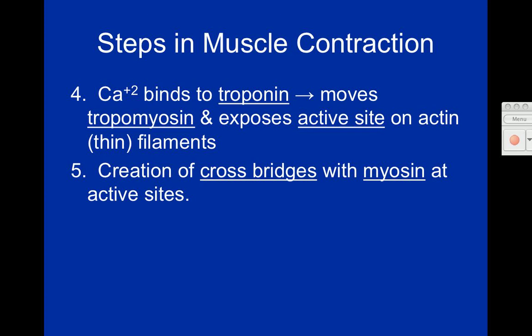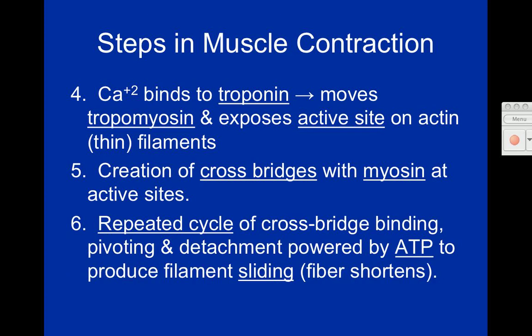So we go through this repeated process of cross-bridge binding, so actin and myosin binding, pivoting of the head, and then we detach. Now, the detachment is actually powered by ATP, our cellular form of energy. So we need energy in order for that to happen. And that produces our filament sliding. This is when our fiber actually shortens, so the Z lines come closer together.